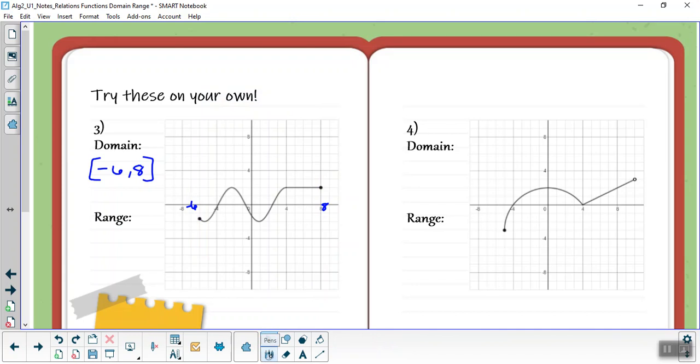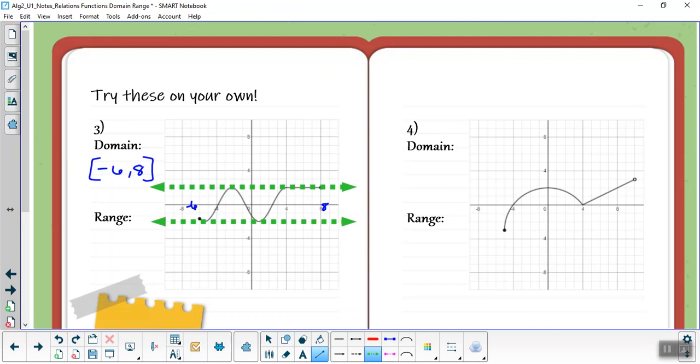Okay, now let's do the range. So I'm going to get my green lines back out for the range. How far down does this graph go? Looks like there. And the highest it touches looks like here. Okay, so the farthest down, the y number that hits looks to be -2, and the highest up it goes is +2. So interval notation, I would say -2, 2. Because the graph actually touches at those points, we would use brackets.